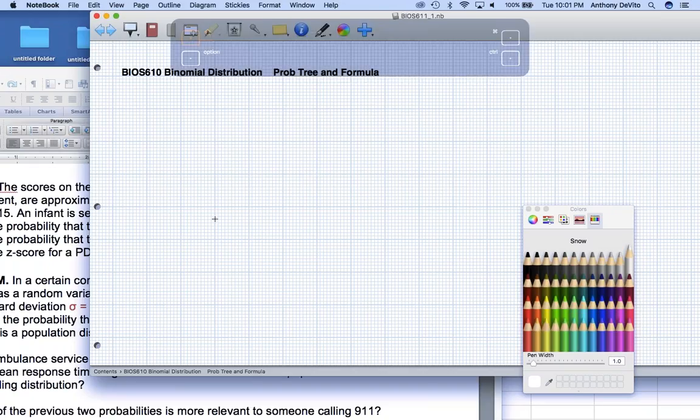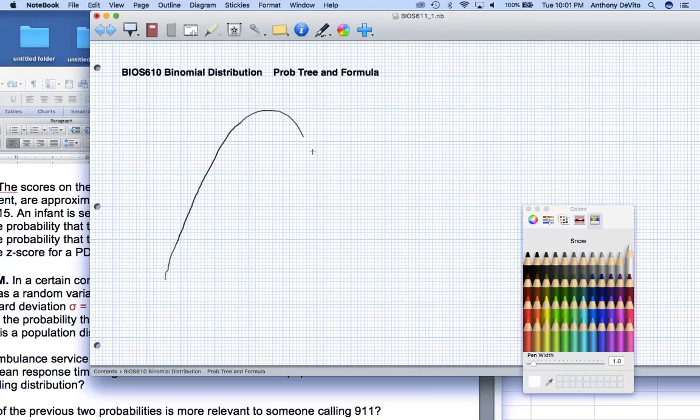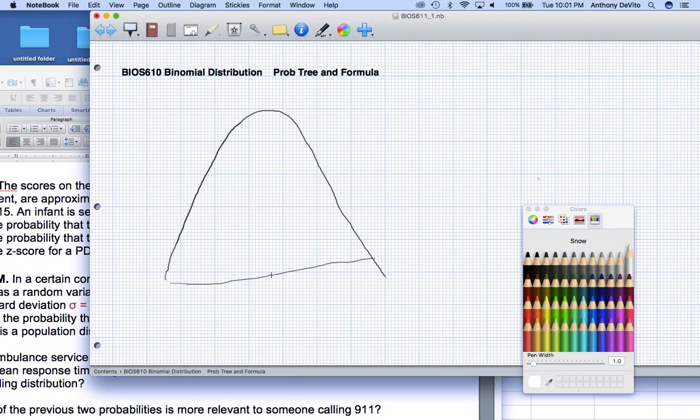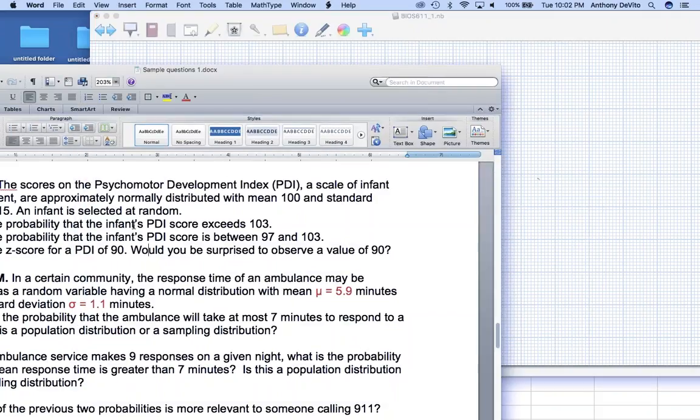So let me go back here and draw this. So here's my normal distribution. Okay, not very well drawn. And the mean was 100. The standard deviation was equal to 15. And we were interested in 103 and 97. So the first thing we got asked was, what's the probability that an infant's PDI score exceeds 103?